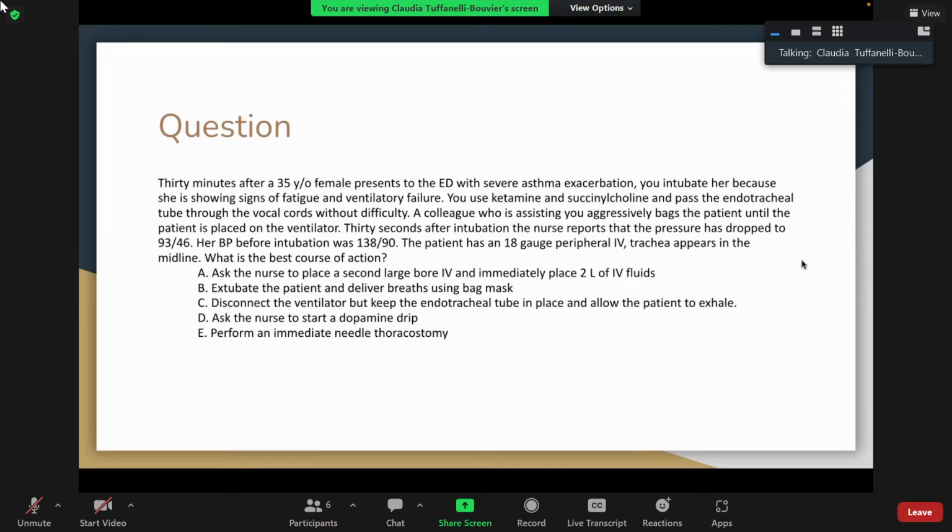Anybody want to give this one a shot? It's difficult for me, but I will choose A. I will give the patient 2 liters of fluid.